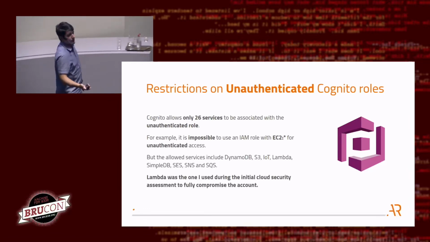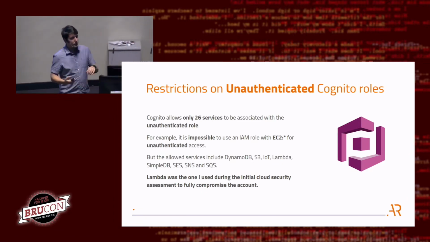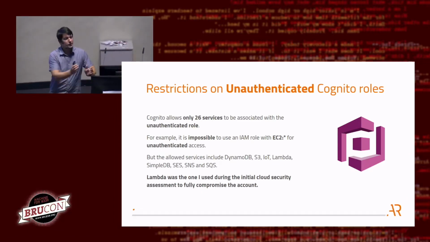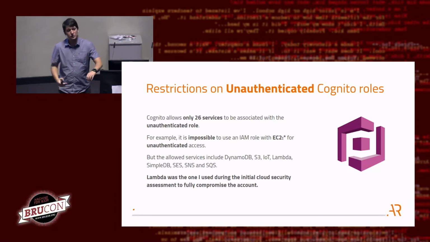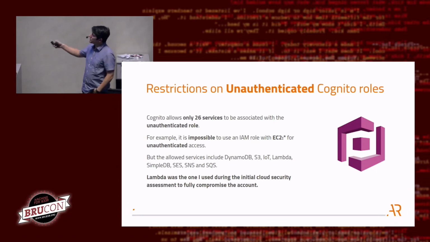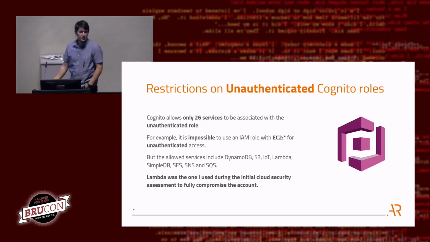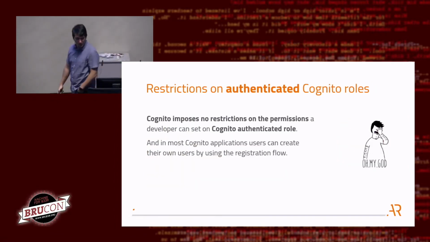And as I told you in the introduction, I was able to use misconfigurations in the permissions for an unauthenticated role to modify a Lambda function and elevate my privileges into the AWS account. So even with these restrictions, it's really easy for the developer to make a mistake and expose the security of the whole AWS account.